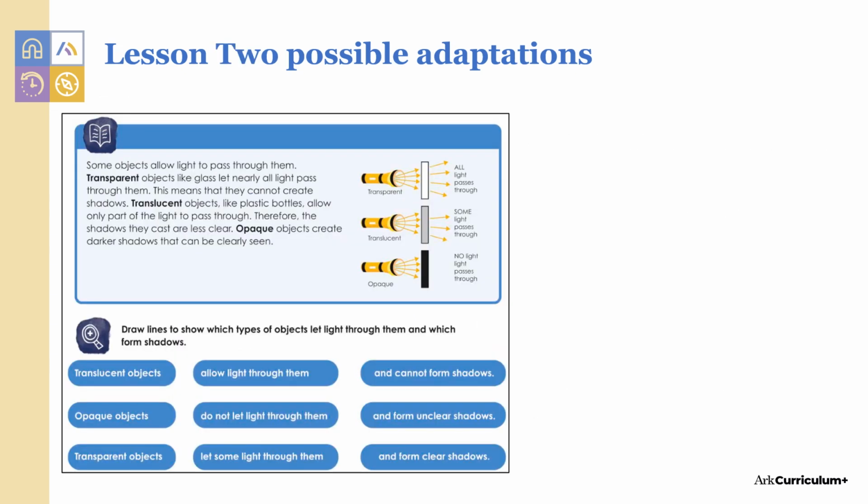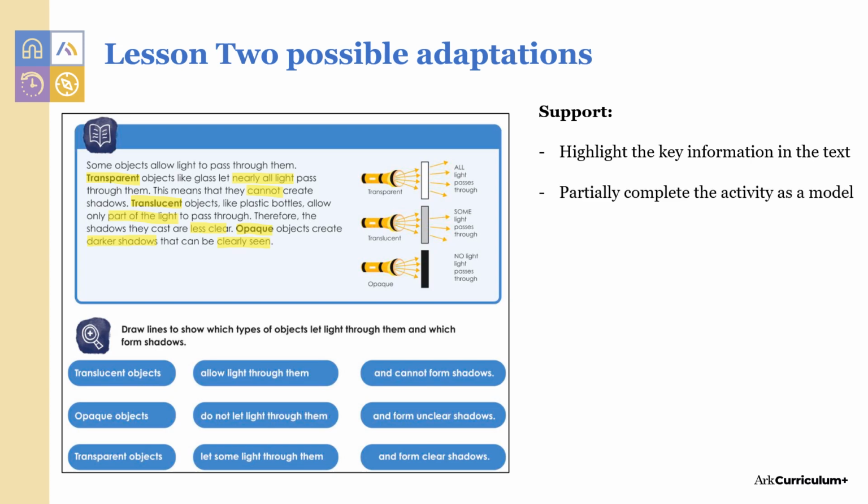In this activity from Lesson 2, you could use similar methods from Lesson 1. You could highlight the key information in the text, and this could be the case for every read text these pupils may come across. You could partially complete the activity as a model, or for higher level support, you colour coordinate the highlighted text in the reading section and the activity to further guide pupils.